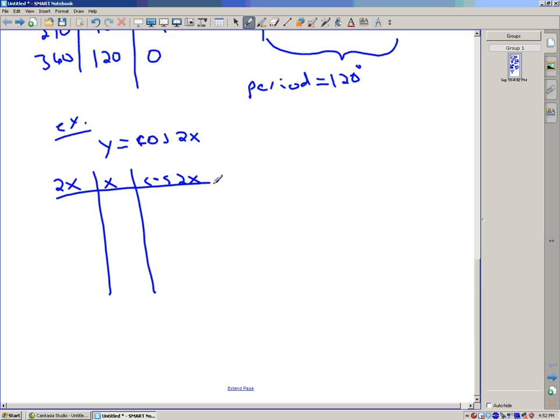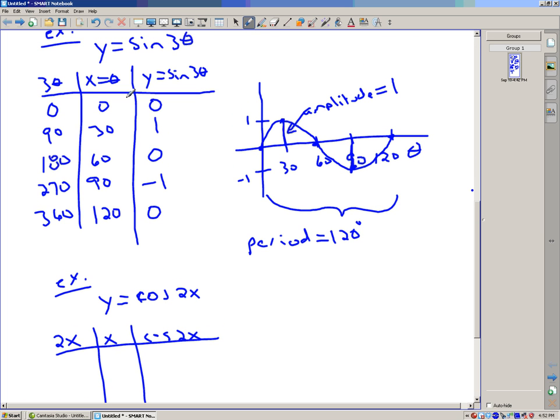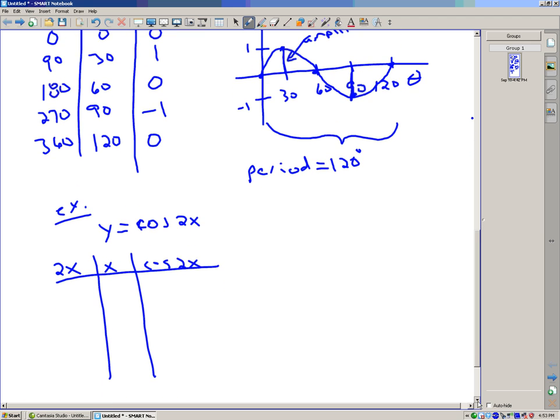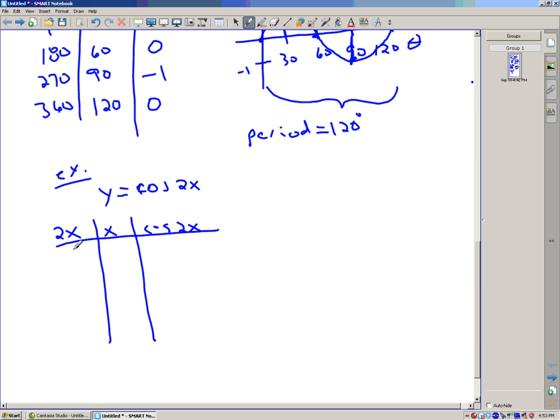Now here, like I had up here, I still am going to put 0, 90, 180, 270, 360, except I'm going to be using radians this time. So in radians, 0 degrees is 0, but 90 degrees is pi over 2. 180 degrees is pi. 270 degrees is 3 pi over 2. And then 360 degrees is 2 pi.